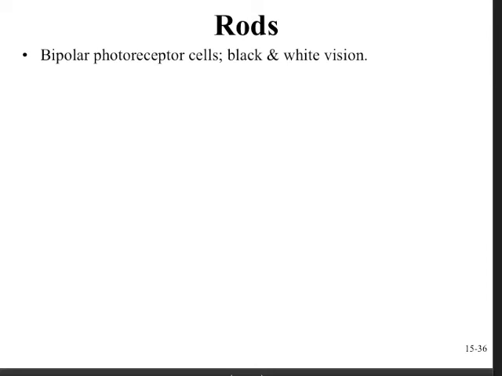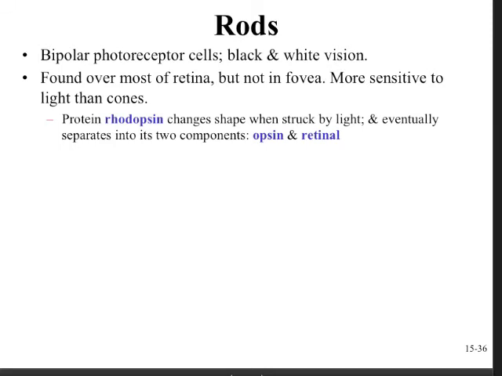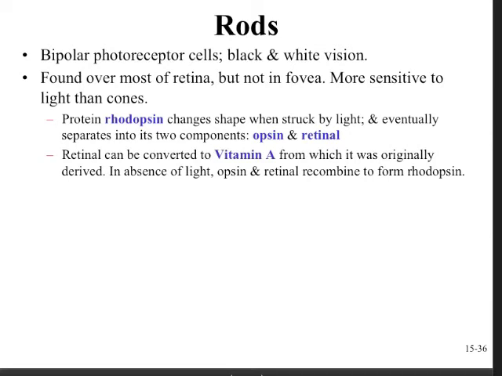So rod photoreceptor cells are responsible for black and white vision. They're found scattered throughout most of the retina, but not many in the fovea, and they're more sensitive to light than the cones. The protein portion that responds to light is called rhodopsin. It changes shape when it's struck by light and eventually separates into its components opsin and retinol. The retinol can be converted to vitamin A, from which it was originally made, and in the absence of light, the opsin and the retinol recombine to form rhodopsin, and at that point they're ready now for the next burst of light that comes from an image. So it's a very quick interconversion chemically.